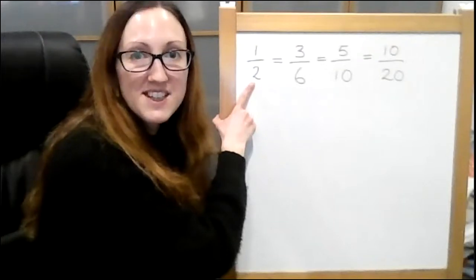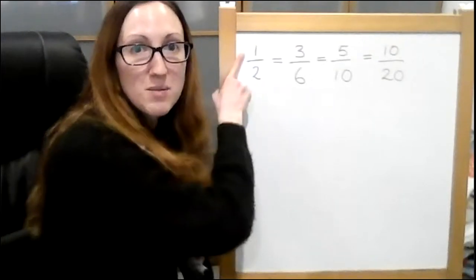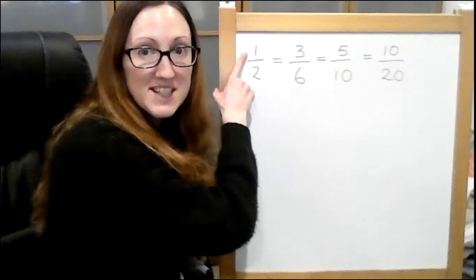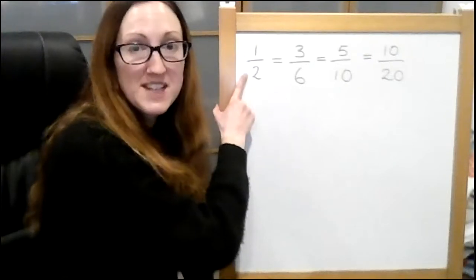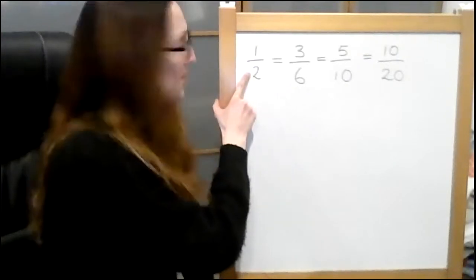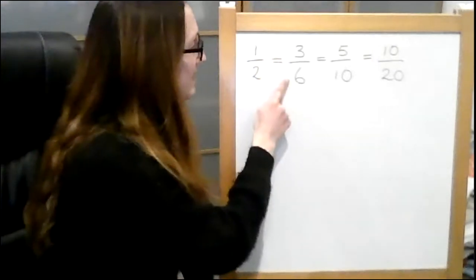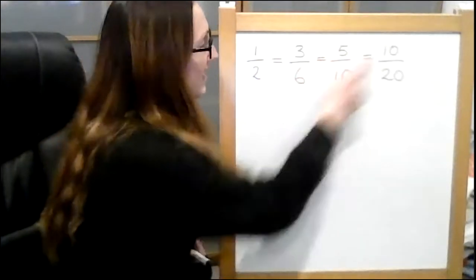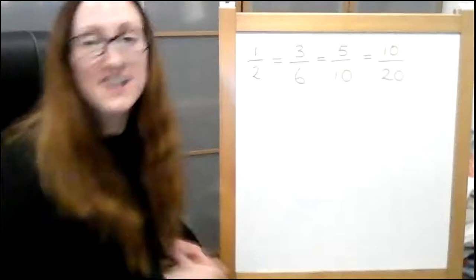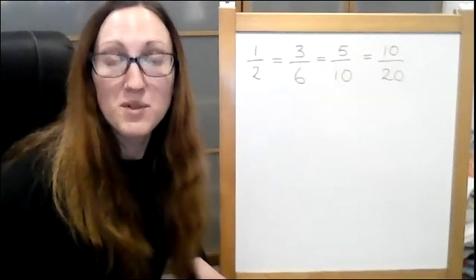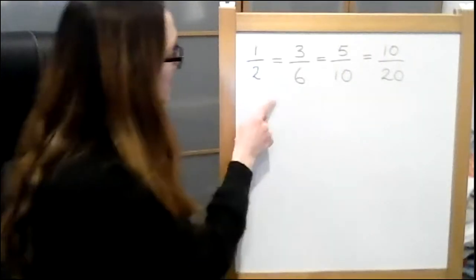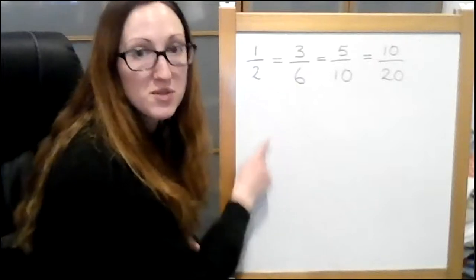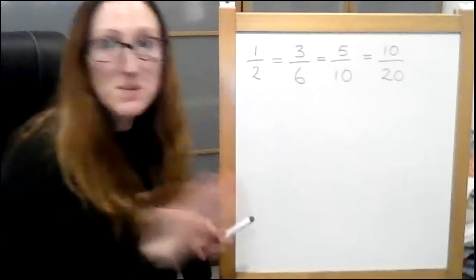The denominator is double the numerator. The numerator is half of the denominator. 1 is half of 2, 3 is half of 6, 5 is half of 10, 10 is half of 20. So when you're finding fractions equivalent to a half, as long as your numerator is half of your denominator, that will always be equivalent to a half.